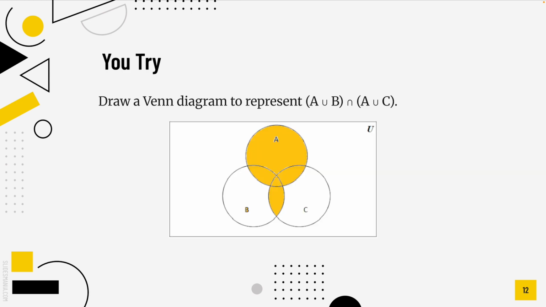Okay, so this is that Venn diagram. So again, let's break this down. If I'm looking at A or B, then I would shade in this whole circle and this whole circle, right? A or B. If I'm looking at A or C, I would shade in this whole circle and this whole circle.